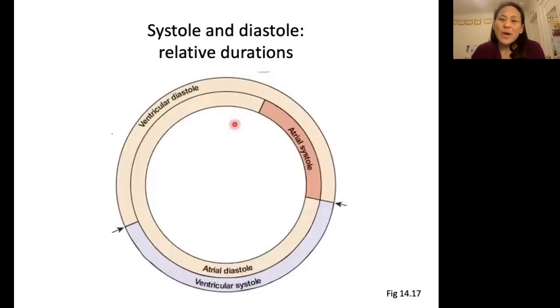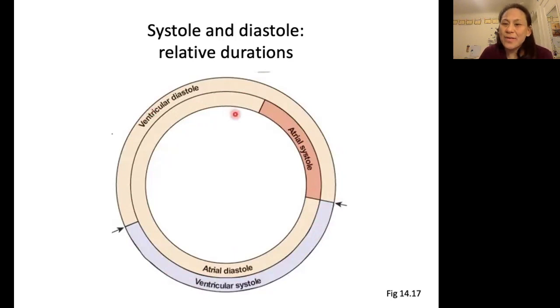Okay, so we just went over the phases of the cardiac cycle. What I'd like to do now is point out a few things about the cardiac cycle, starting with the relative durations of systole and diastole. What you're looking at here, represented in these concentric circles, is the inner circle indicating what's happening with the atria during the cardiac cycle. The outer circle is indicating what is happening with the ventricles.